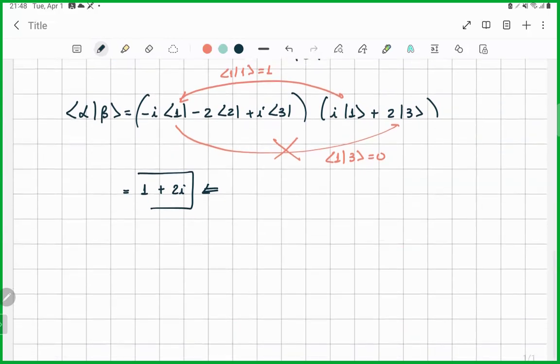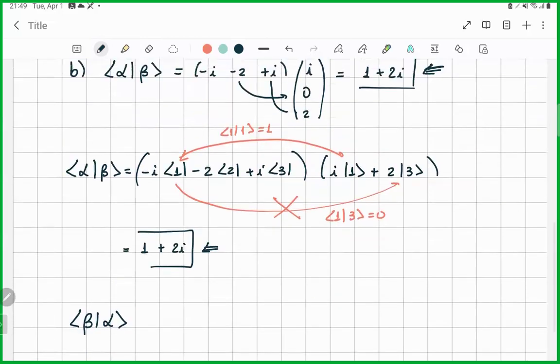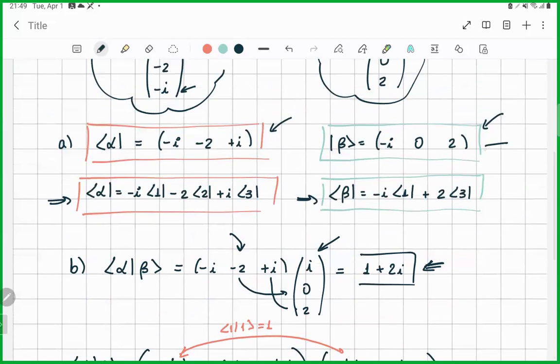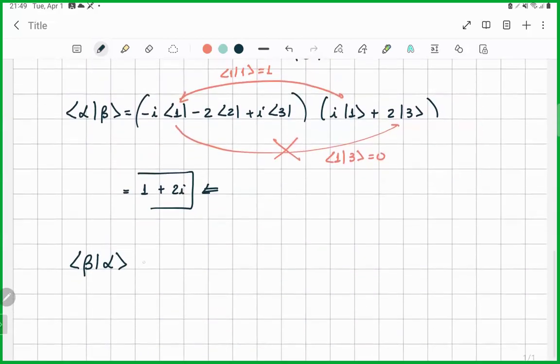Okay, so for the next question, which is to find this product between beta and alpha, I'll just do in that column form. So let's remember what the bra for beta was, minus i, 0, and 2. Okay, so here we go, minus i, 0, and 2. And the vector for alpha was i, minus 2, and minus i. Correct? So that's what you have to solve.